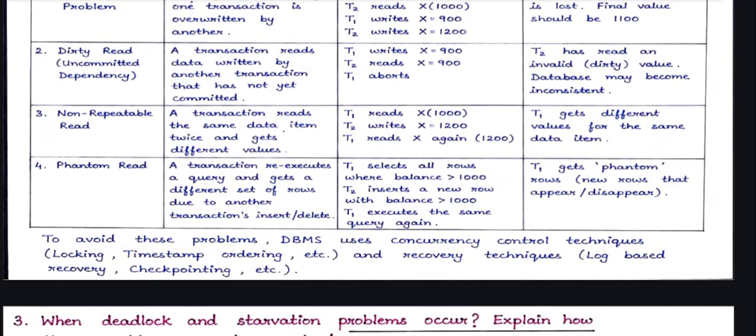Non-repeatable read: a transaction reads the same data item twice and gets different values. T1 reads 1000, T2 writes 1200, T1 reads again and gets 1200. T1 gets different values for the same data item.